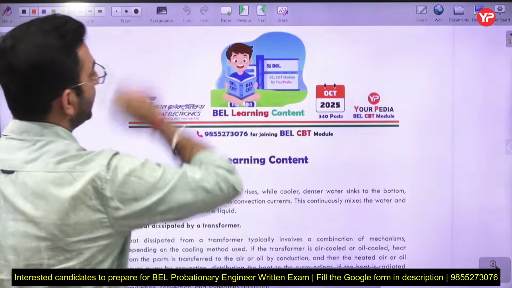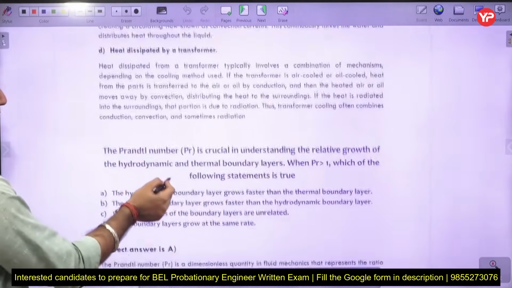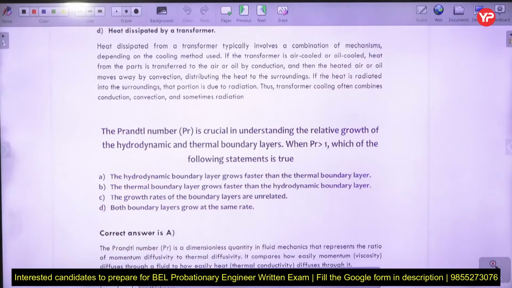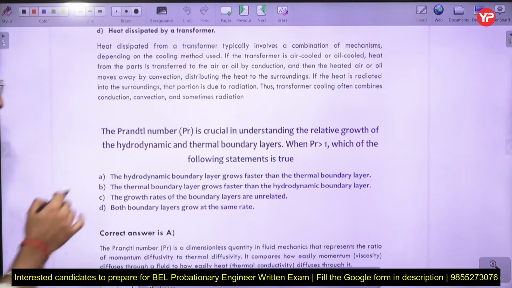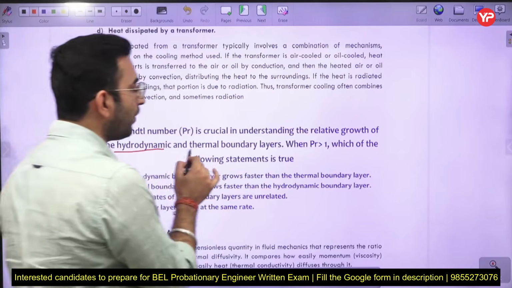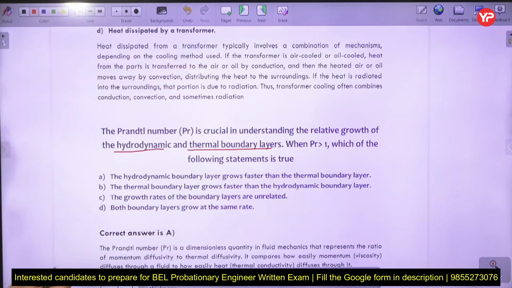Coming back to the next question. The next question is related to convection heat transfer. In this question they have asked: the Prandtl number is crucial in understanding the relative growth of the hydrodynamic and the thermal boundary layers. When the Prandtl number is more than 1, which of the following statements is true?